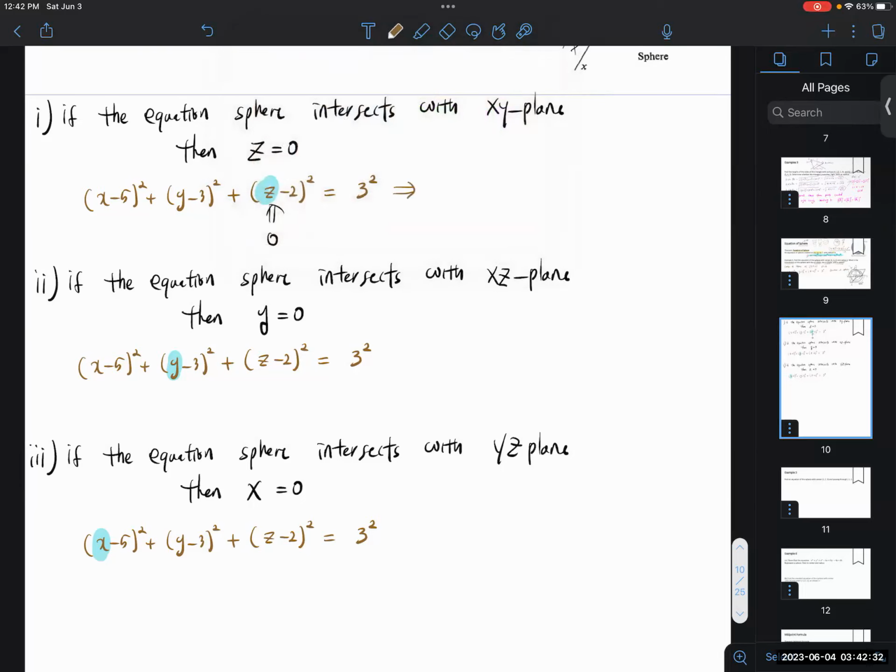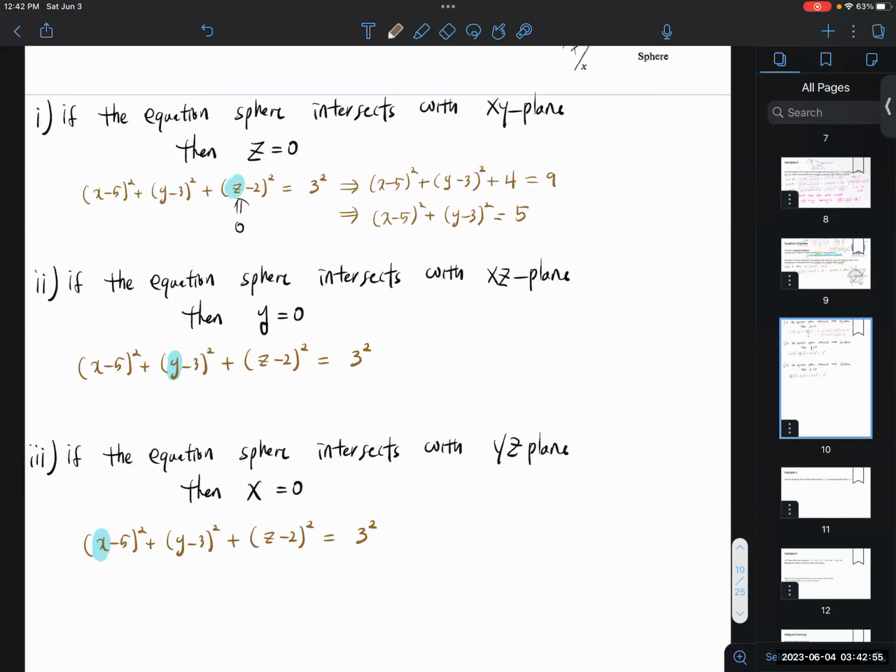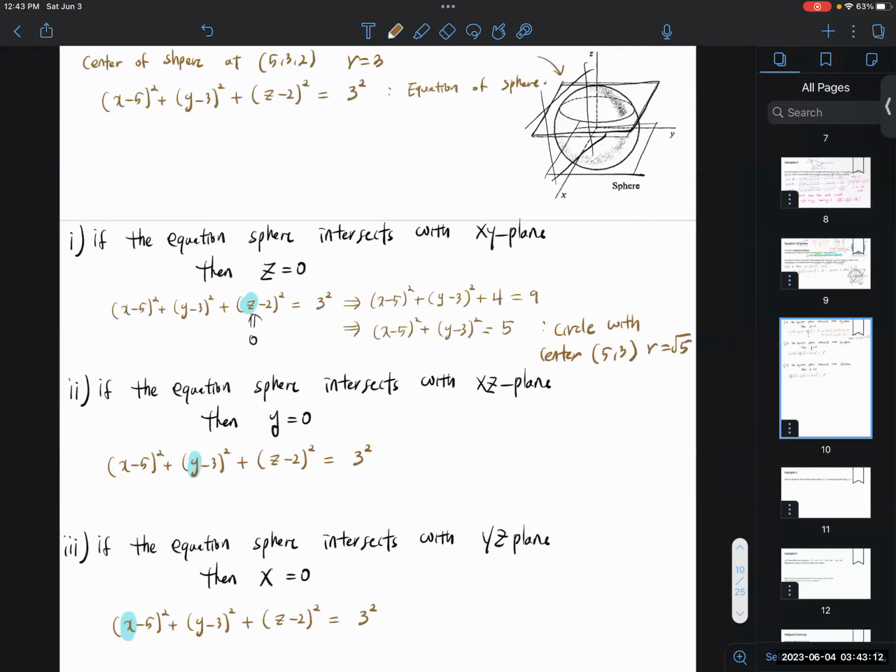So this one will be (X minus 5) squared plus (Y minus 3) squared. If Z is 0, we have 4 equal to 9. So therefore, (X minus 5) squared plus (Y minus 3) squared, I'm going to subtract 4 to the other side, equals 5. So what does it mean? When this sphere equation intersects with the XY plane, you will find the circle equation. This is a circle with center (5, 3) and radius radical 5. So that's your answer.